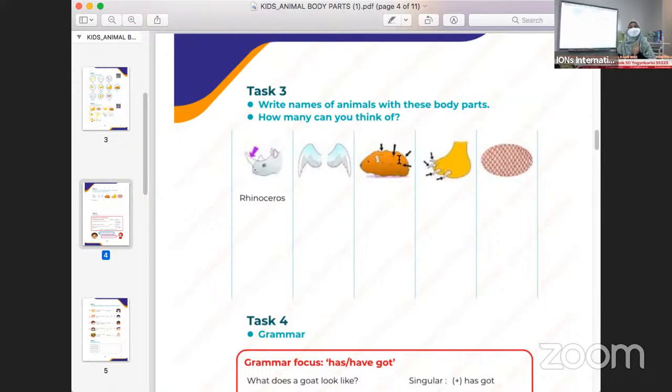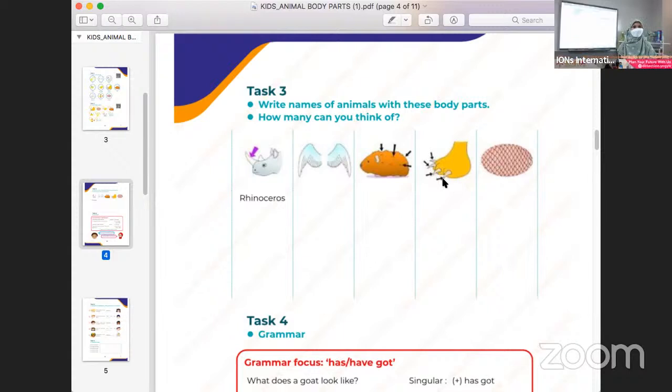And the next one. Anyone can guess an animal that has fur on its body? How about cat? Yes, cat has fur on its body. And how about dog? Yes, dog has fur on its body as well. How about the next one? Something sharp on the legs or on the arms, on the hands. What is it called?